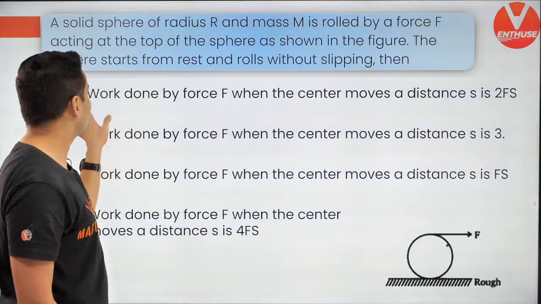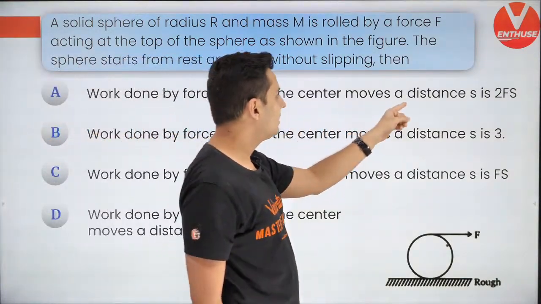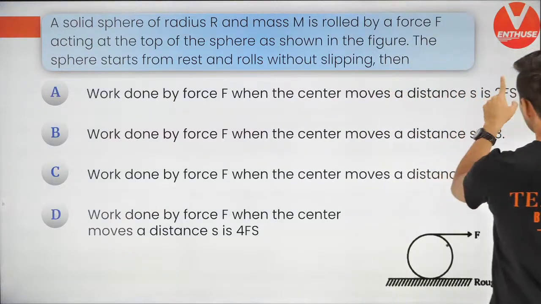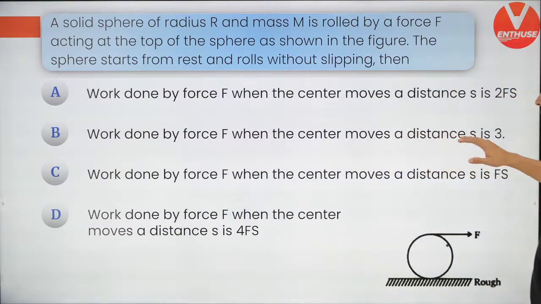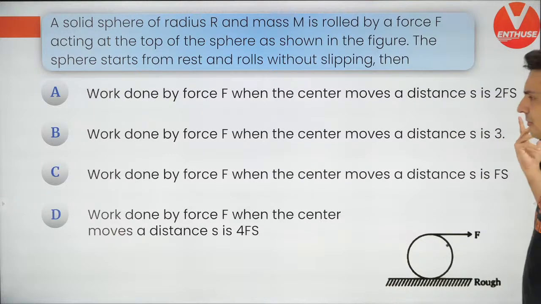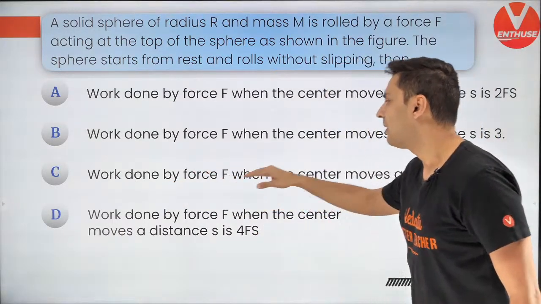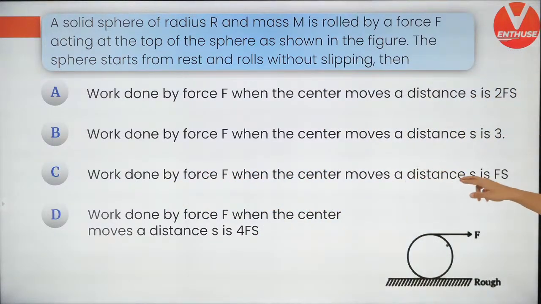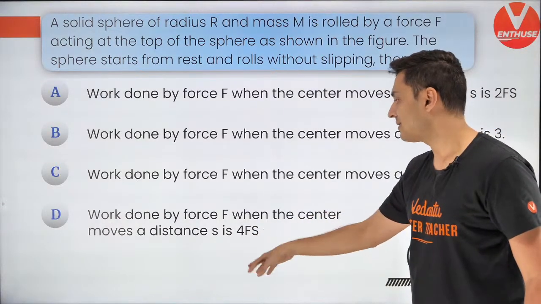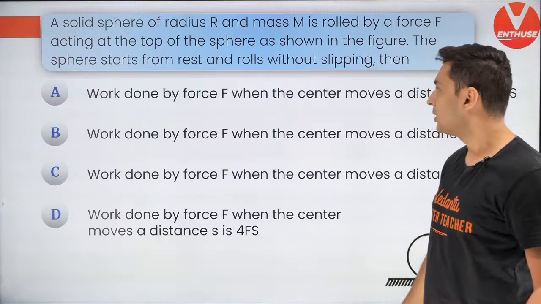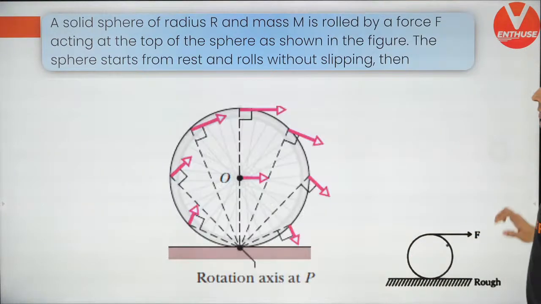What is the work done by force when the center moves by s is 2fs. Second option, work done by force when center moves by s is 3fs. Okay, work done by force when the center moves by s is fs, and work done by that force when center moves by distance s is 4fs. So many options are there. Let's try to figure this out.